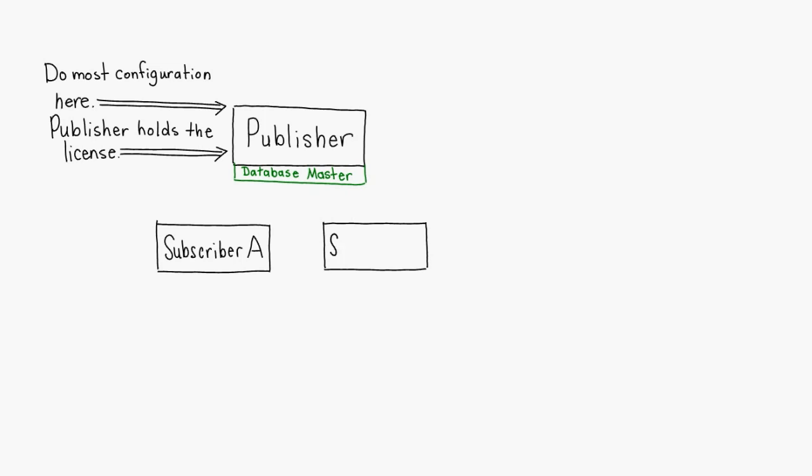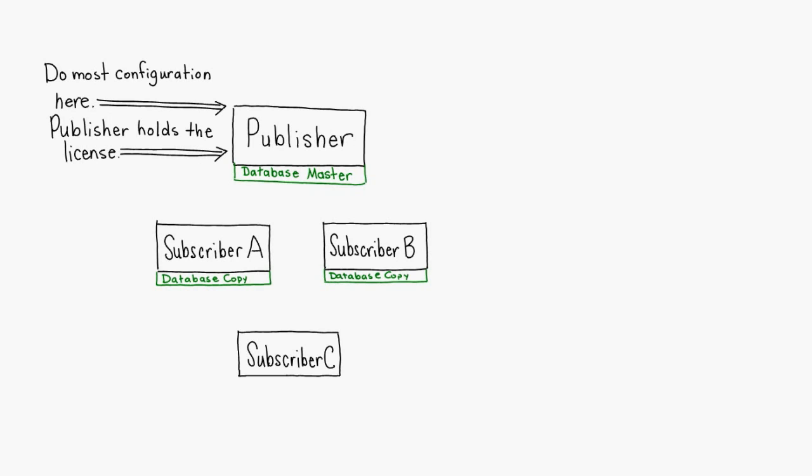The subsequent servers are all called subscribers. Subscribers have copies of the cluster database. When you install a subscriber, it gets a copy of the database immediately and then is incrementally updated afterwards. Subscribers read from the master database if it's available. If the master database is not available, then the subscribers read from the local database copy.